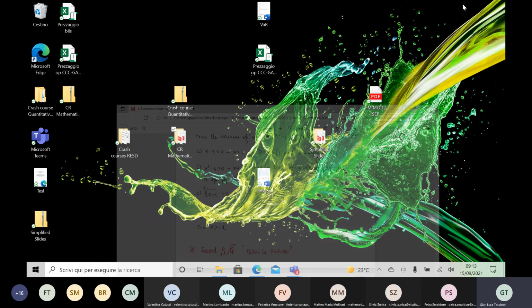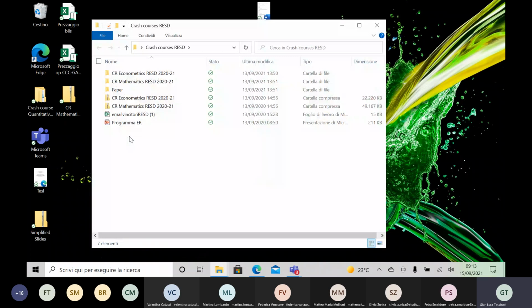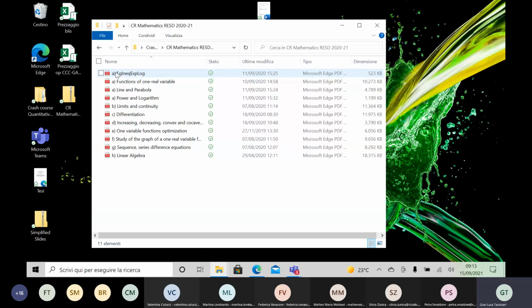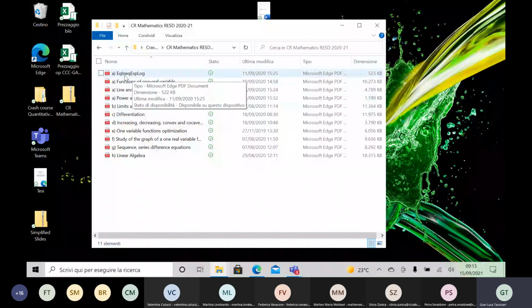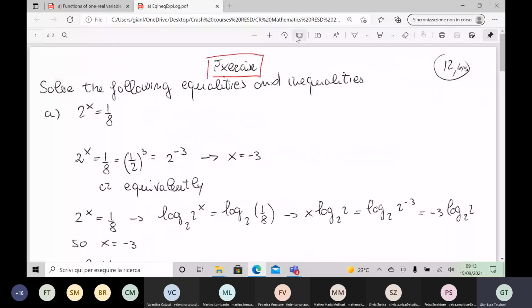You see the first file is ecl-nec-exp-log equation. Okay, so if you open it, I increase the dimension. Solve the following equalities and inequalities. These are very simple, but only as a review if you don't remember them.